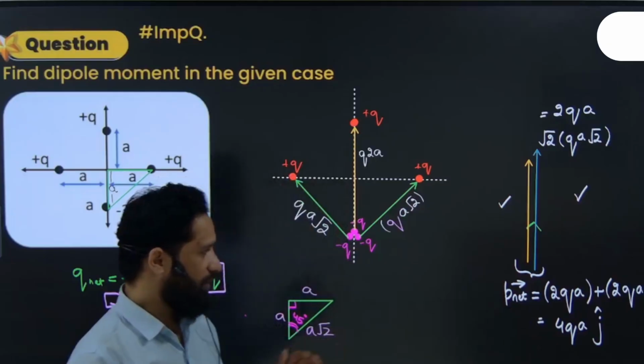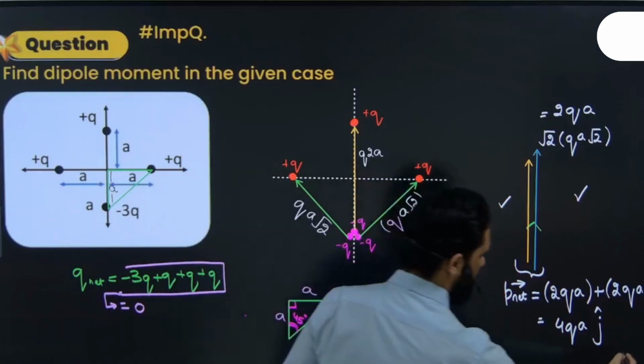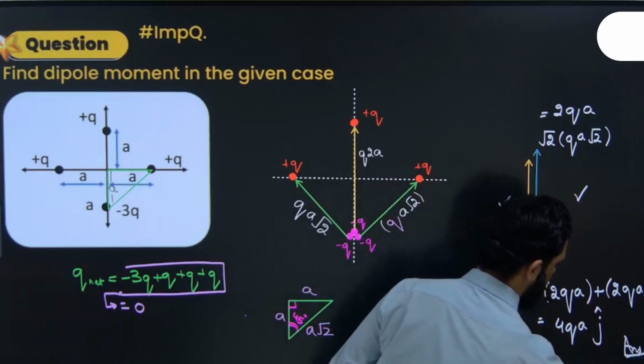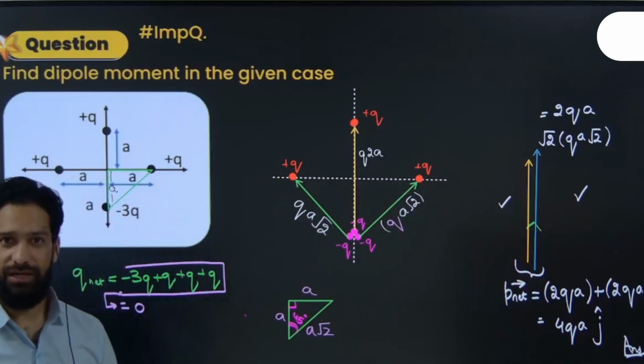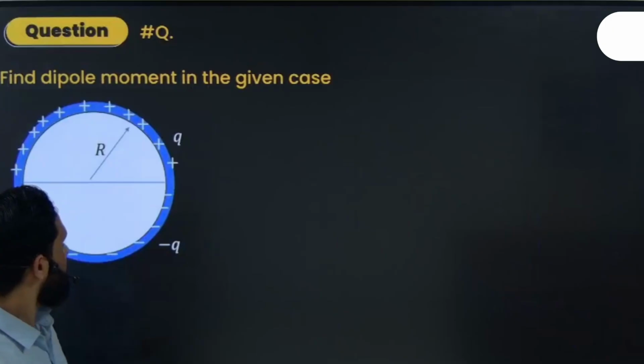So you are able to write down the vector form of the net dipole moment. This is how we solve it, and this can be our final answer, right? So this is the net electric dipole moment. Now let's see one more question.